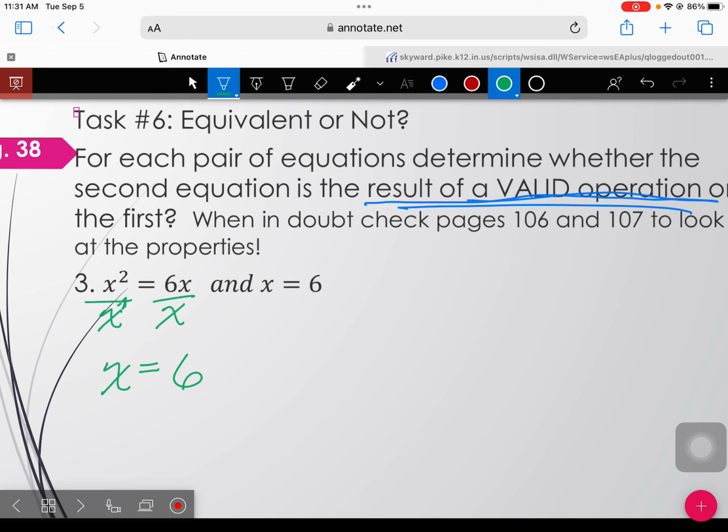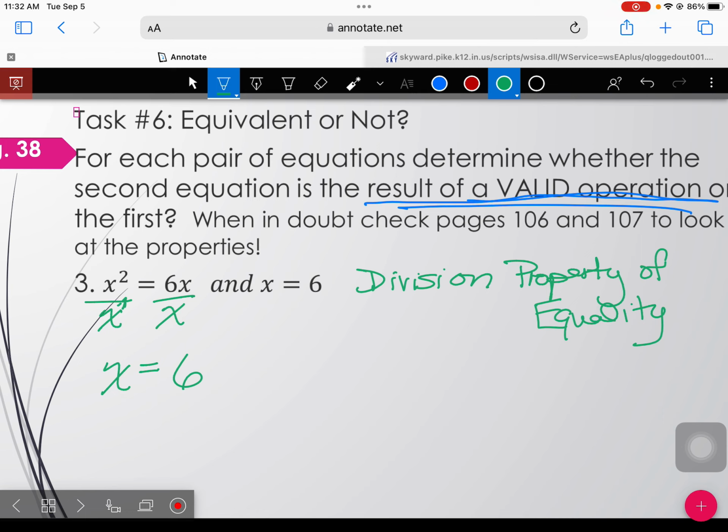What property does that follow? I don't know the property. Okay, so look up division property of equality. But I need you to look it up. I don't know. That's where you lose me. So I need somebody to read that out loud. No, the meaning, like, the meaning.